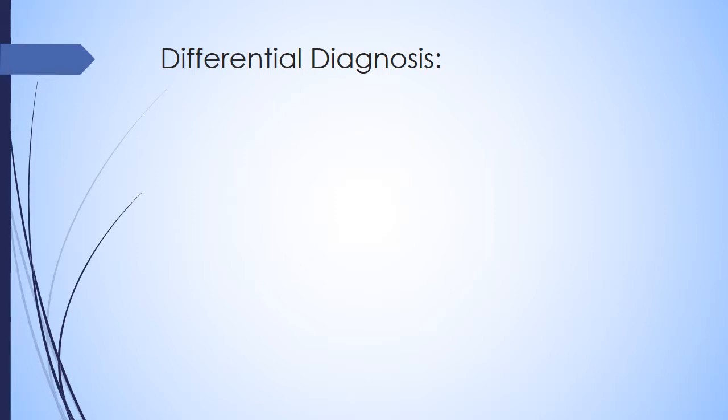What's the differential diagnosis? Peri-apical granuloma. This is our first diagnosis. Our second diagnosis will be ameloblastoma.